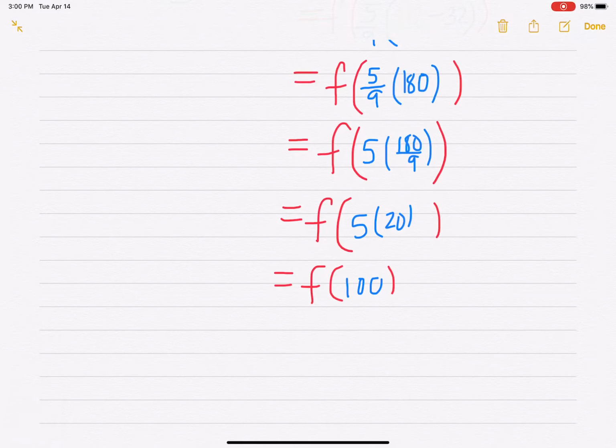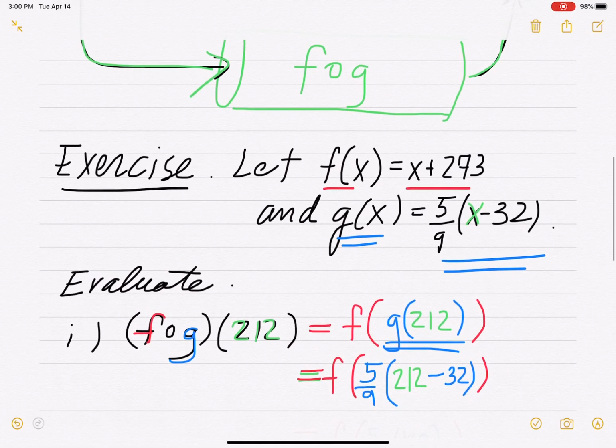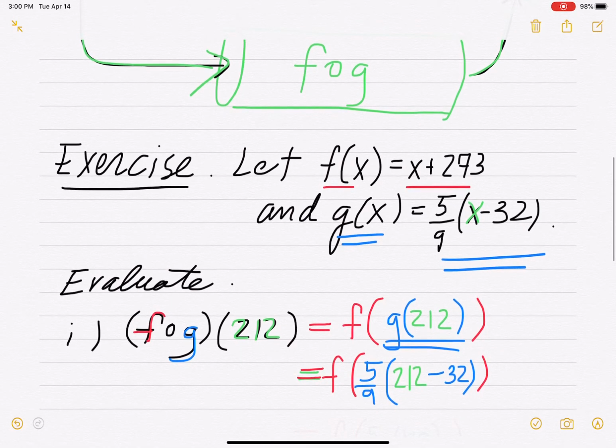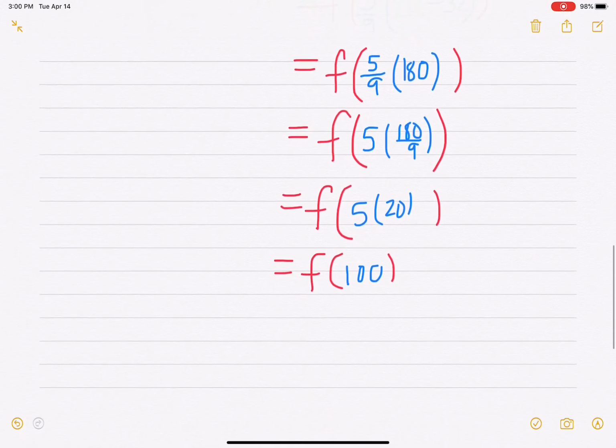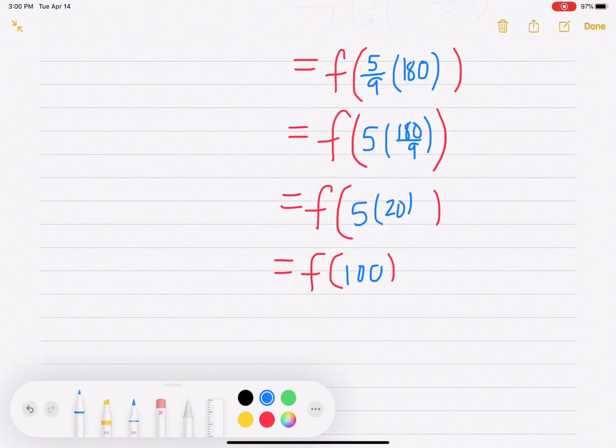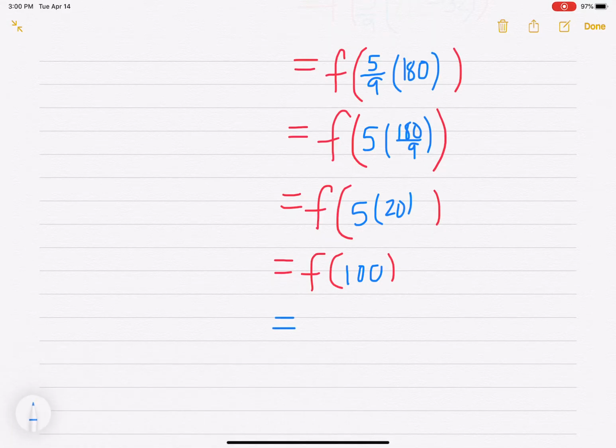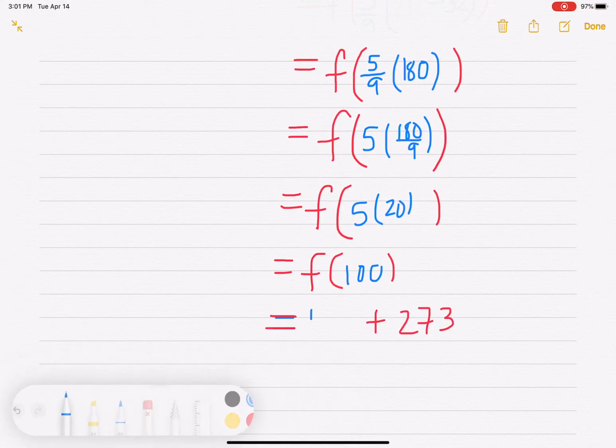Now, what was the f function? Let's go back. The f function was x plus 273. So that means I'm going to plug in. I've got a blank plus 273. Here my x is 100 this time. My input, I should say, is 100. What's 100 plus 273? It's 373. There we are.